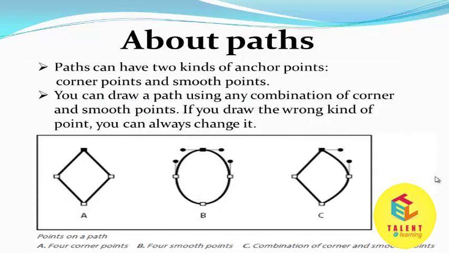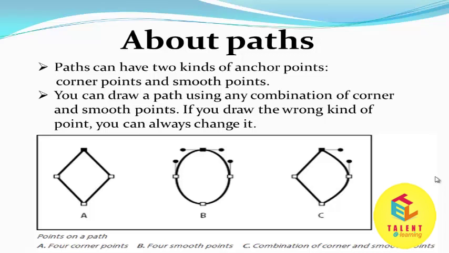Paths can have two kinds of anchor points, corner points and smooth points. You can draw a path using any combination of corner and smooth points. If you draw the wrong kind of point, you can always change it.